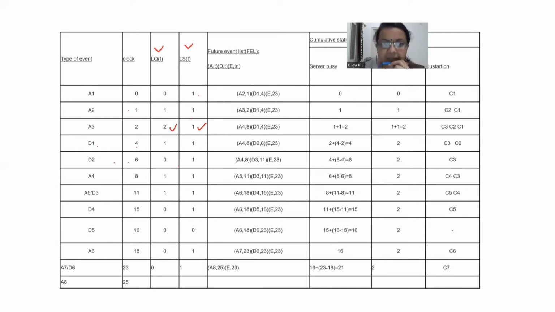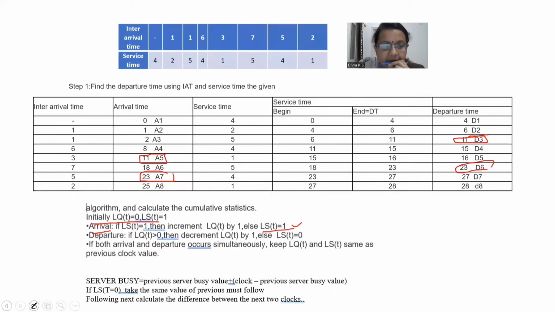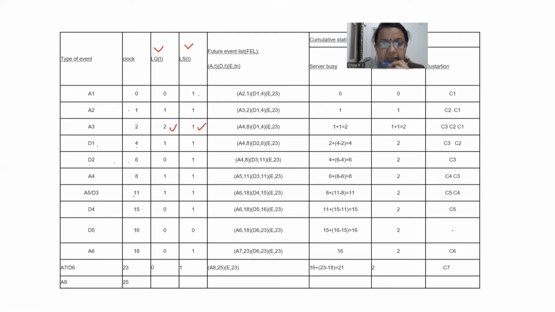L of St is 1 only. Next, now arrival is coming. For arrival, you see whether L of St equals 1 or not. If it is 1, increment L of Qt. Now L of St equals 1 only, so what I will do is increment L of Qt by 1. So 1, 1. Like this, you have to continue.